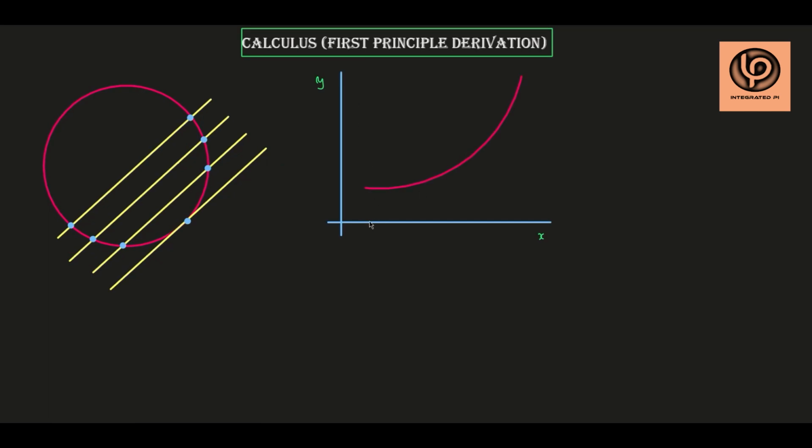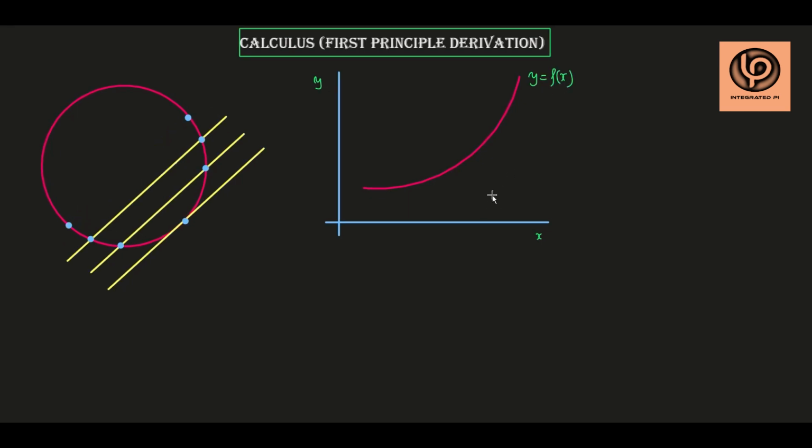Consider this graph here with positive x-axis and positive y-axis, and let this curve be a function of x. So y equals f of x. What we are after is the gradient of a tangent, and to find that we have to make use of a secant which gets closer and closer to becoming a tangent. So the point we are after lies somewhere between this point and this point.